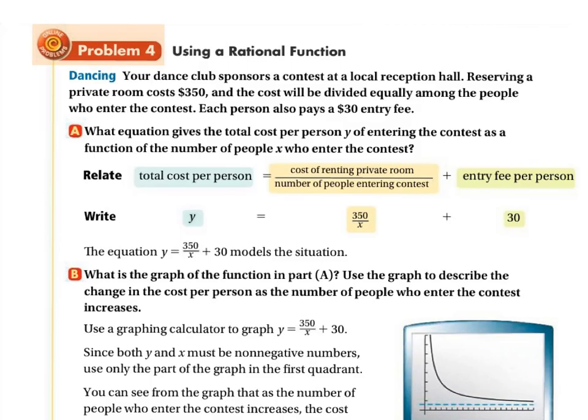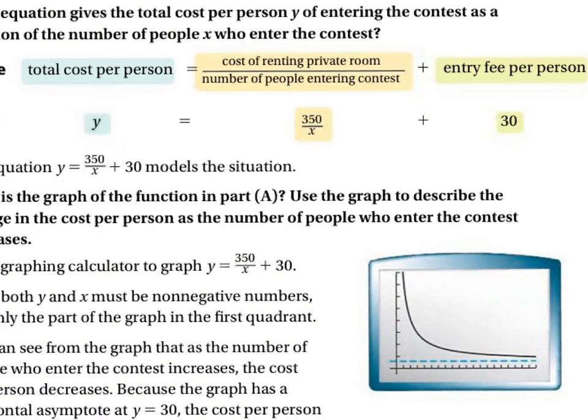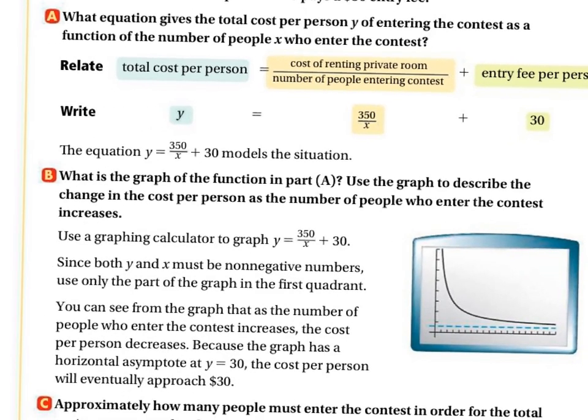This is going to depend on how many people enter the contest because they're splitting that $350 room reservation between all the people. So the cost per person is the $350 divided by how many people enter, and then plus the $30 entry fee. The $30 entry fee is regardless of how many people there are. So that would be an equation.